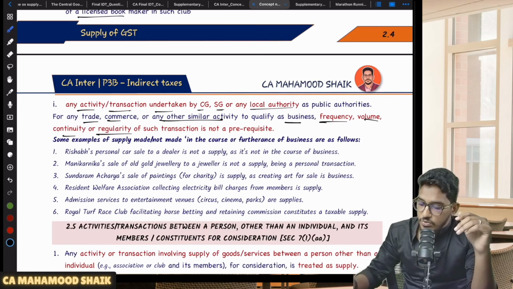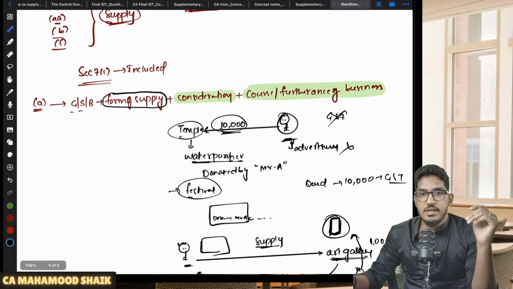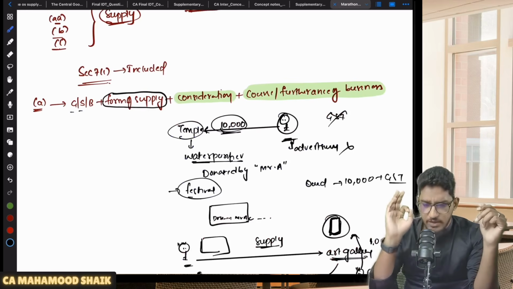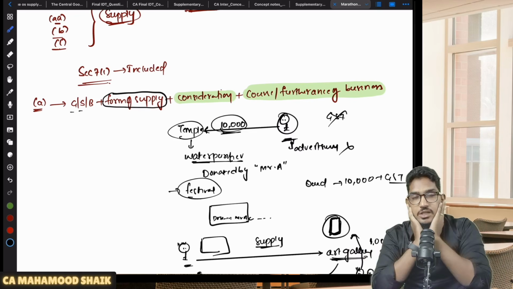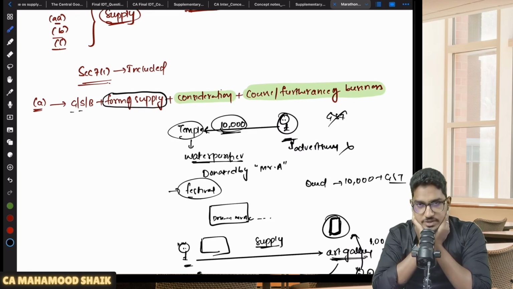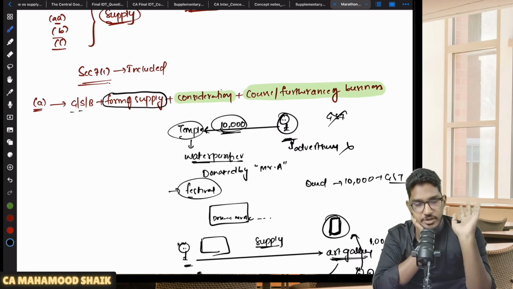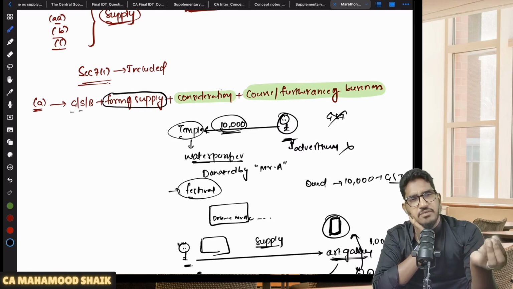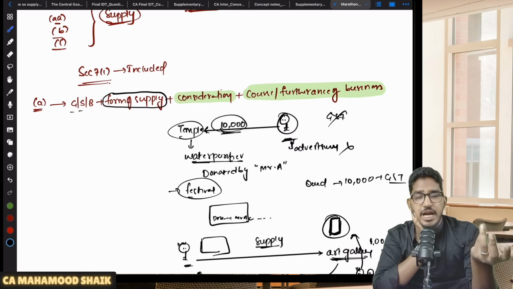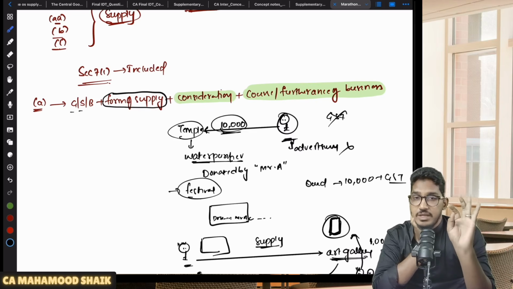So it must be in the course or furtherance of the business. Let us say for example, there is one old lady. She is unable to meet her expenses. Her kids are not taking care of her. So she has some old jewelry. She took that jewelry and sold it because she has to take care of her needs. She sold it for some 1 lakh rupees. The jewelry is a good. Some form of supply has taken place. Supply is there. Consideration is also there.